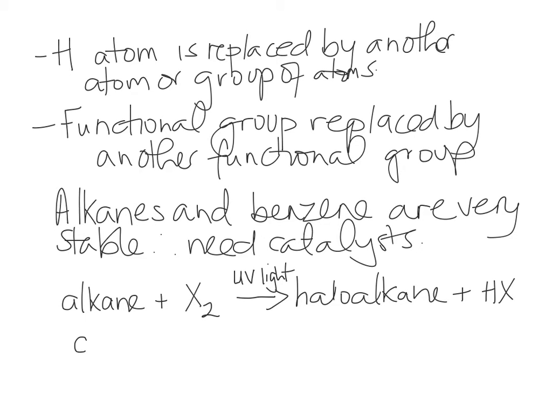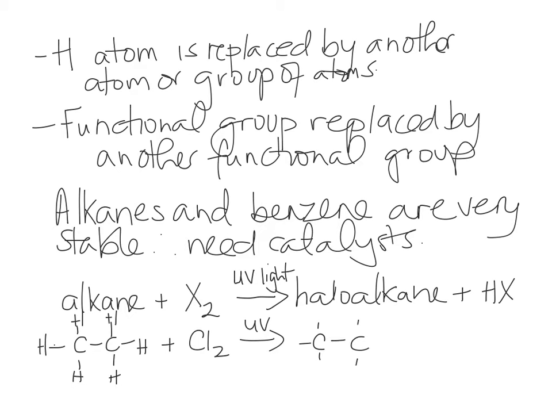So for instance, if we have ethane, and we want to add a chlorine atom, we would get, amongst many other possibilities, chloroethane and hydrogen chloride.